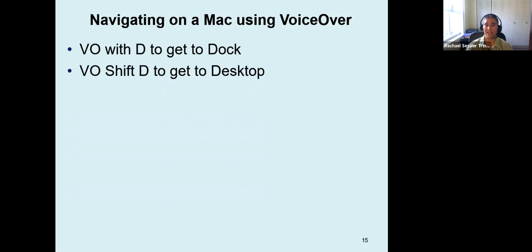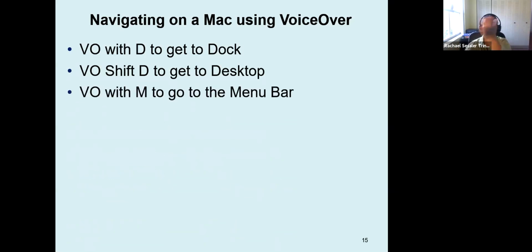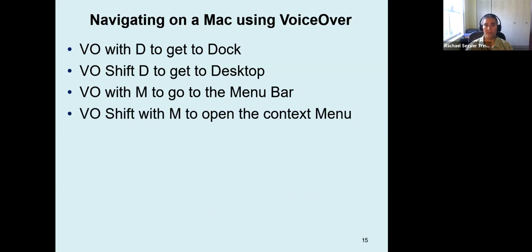VoiceOver with Shift and D, so very similar command, we're just adding Shift to it. We'll get to the desktop. So if you have anything on the desktop, any icons, then you could quickly get to those. VoiceOver with M will get to the menu bar at the top of the screen. The menu bar is the screen that goes across the top that has the Apple in the top left. That would just be VoiceOver M.